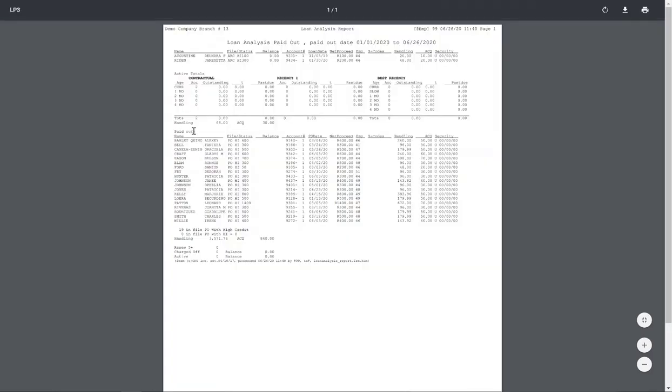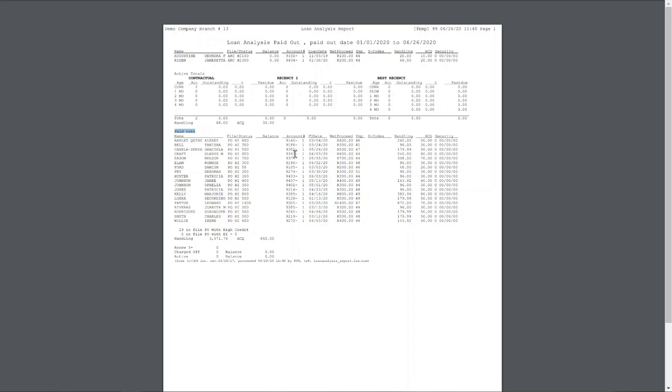So right here, paid outs. These are all the people that paid out their loan between January and now. It shows their PO for paid out, their high credit, which is the most that they were approved for: 600, 300, 500, and so forth.